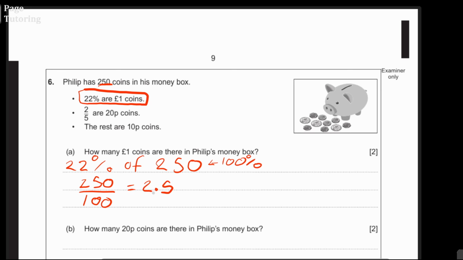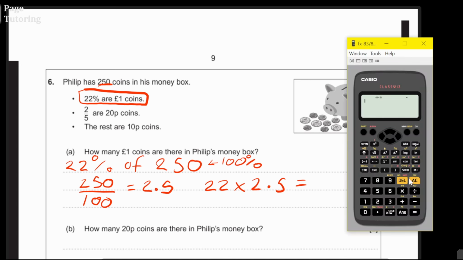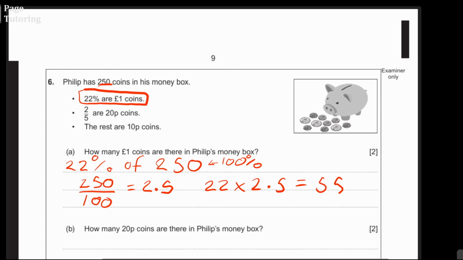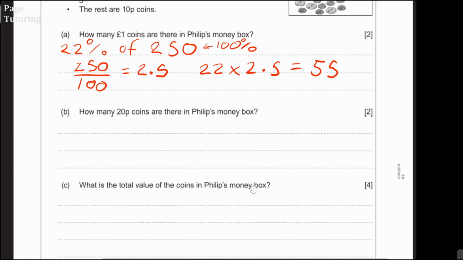You can always put that in your calculator. And then to get your 22%, you do 22 times 2.5. And I can't do that in my head, so I'm going to get the calculator. 22 times 2.5. So that is 55. Next, how many 20p coins are there in Philip's money box?